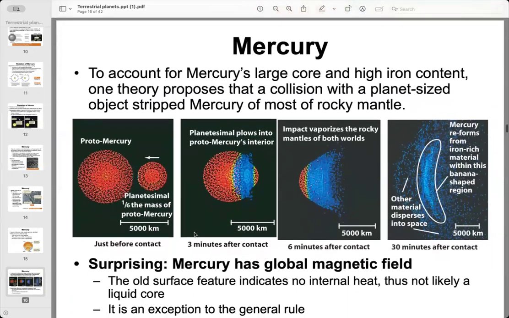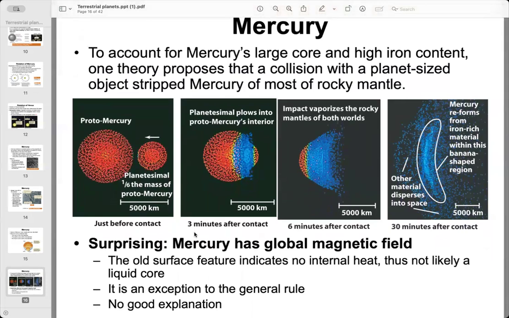There is a theory about why this might have happened. It is thought that at some ancient time there was a collision of the proto-Mercury with another planetesimal, which caused it to melt and vaporize the rocky mantles of both worlds, and then the remaining metal-rich material again coalesced to reform Mercury.